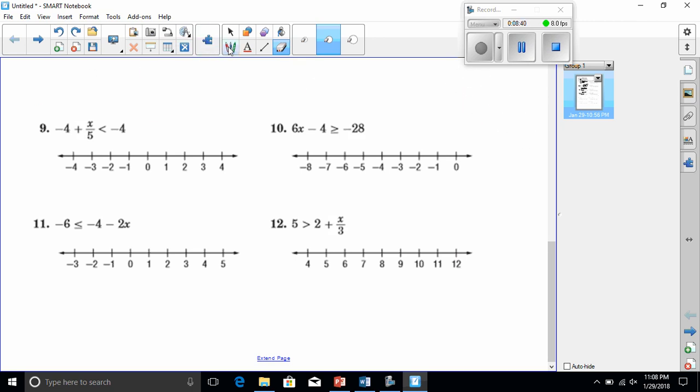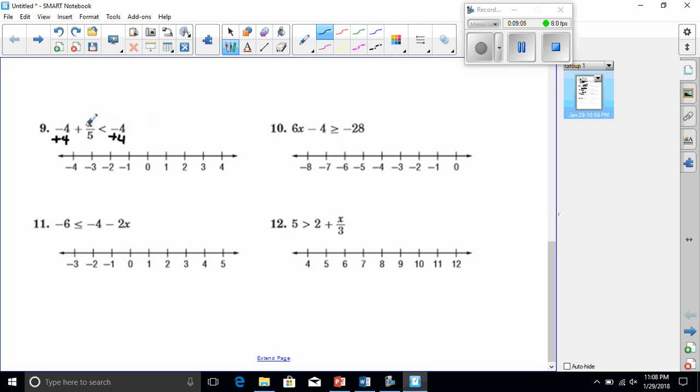And now we're at number 9. We have -4 plus x over 5 is less than -4. And if I go ahead and work this, I see that I have to take +4 to this side, so I can get rid of that 4. Of course, that means I'm going to take +4 to this side. Uh-oh, we're in a bit of a problem area here now, aren't we?